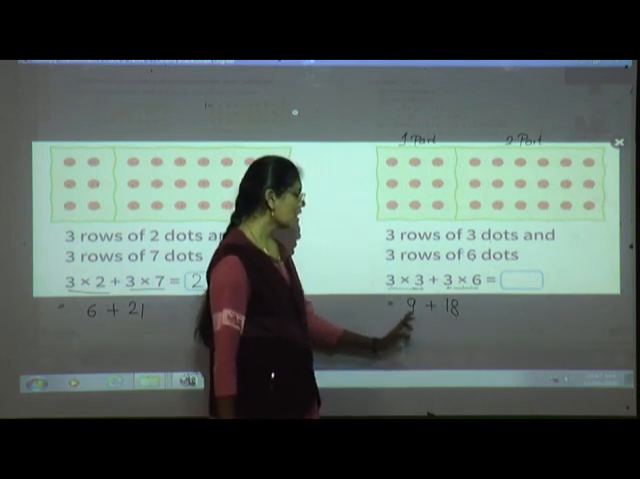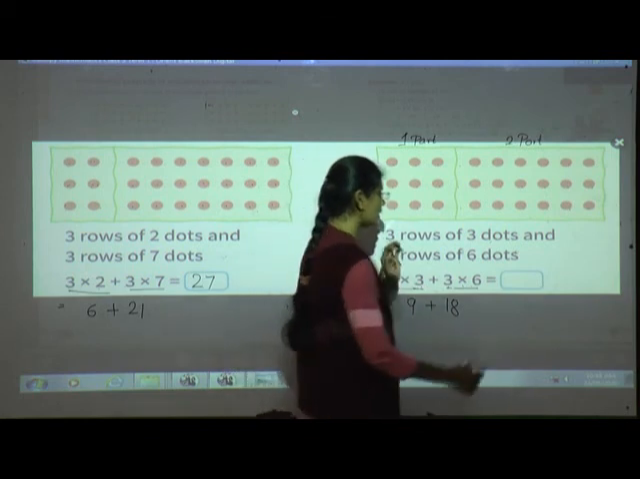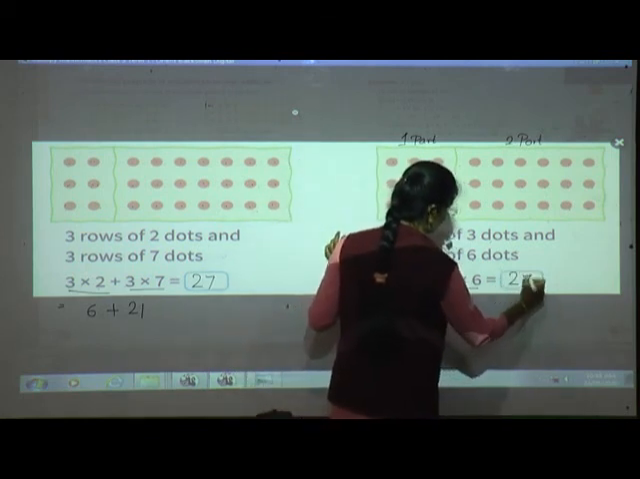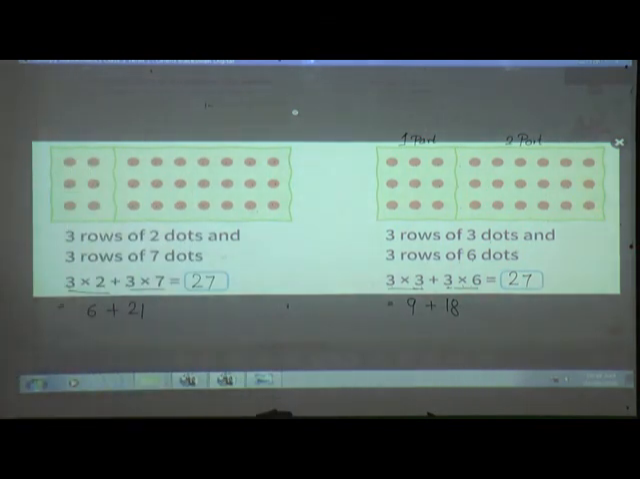Now add these two numbers, 9 plus 18. Do the addition. After 18 count your 9 fingers. 9 plus 18, yes, 27. Here also we got the answer 27. In the first box also we got the answer 27. In the second also we got the same answer. Even in the third also we got this 27, and in the fourth box also we got the 27. Means same number we got.